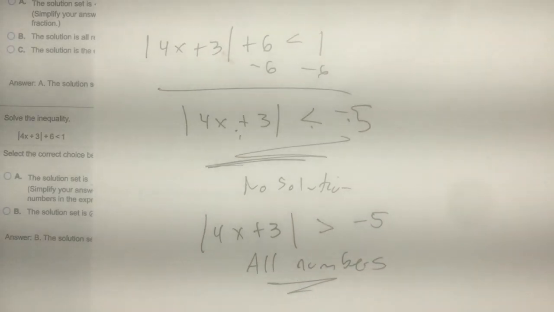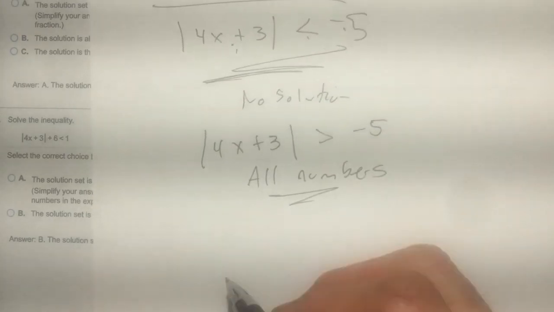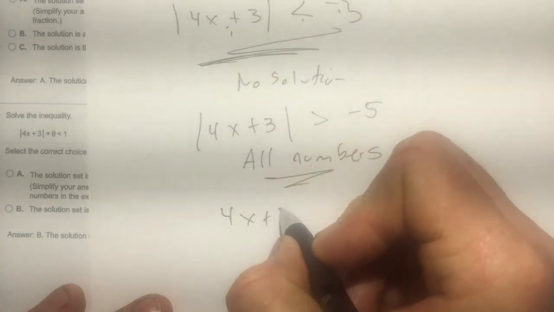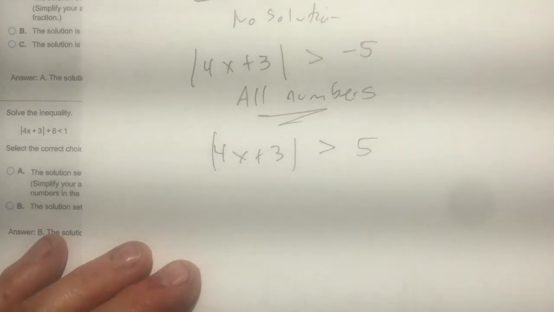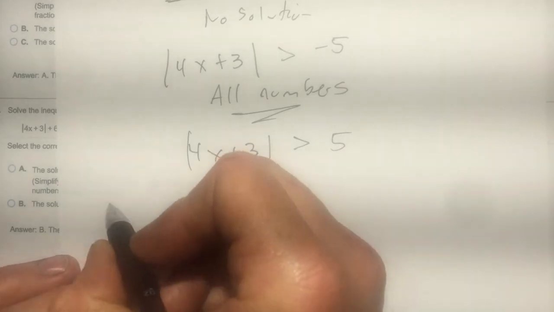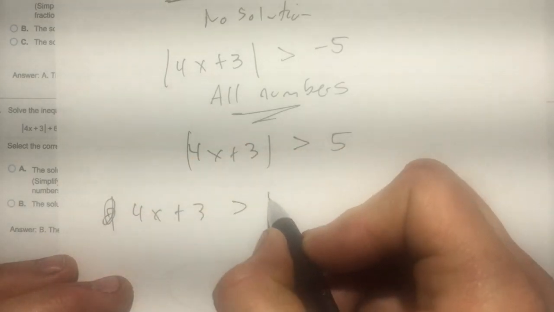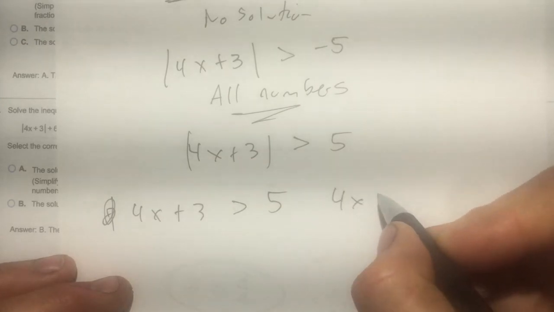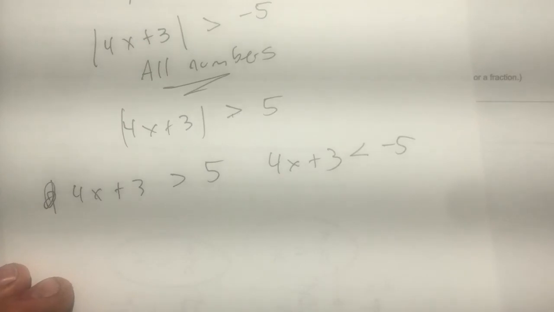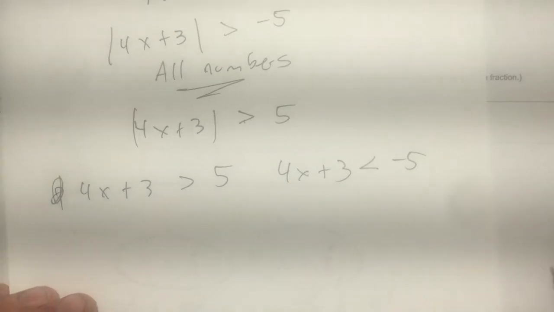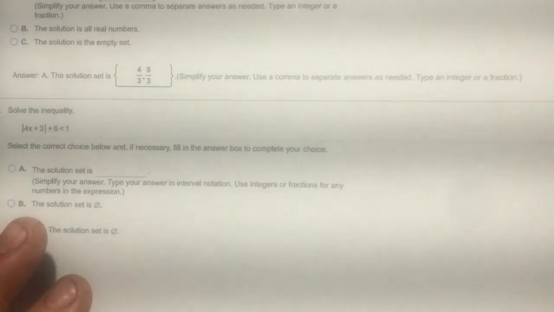And then, of course, if you had 4x plus 3 greater than just a positive 5, then you would set up your two inequalities. So you'd have 4x plus 3 greater than 5. And you have 4x plus 3. Change that around to less than and do negative 5. And you'd have to do both of those. Anyway, that's the review here.